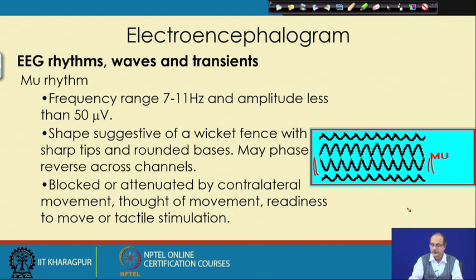However, what may happen is that we can get just the opposite, because when we are taking a bipolar recording, if the terminals are changed, we may get just the opposite. That means, below we get the sharp spikes and the upper part is rounded. And it is blocked or attenuated by contralateral movement or thought of movement. So, it is associated with movement or thought of movement. This mu wave comes in a certain kind of situation when we are thinking about movement or we are really moving. At that time we can get this kind of wave, and again the mu rhythm is something which is described by the shape of the wave.